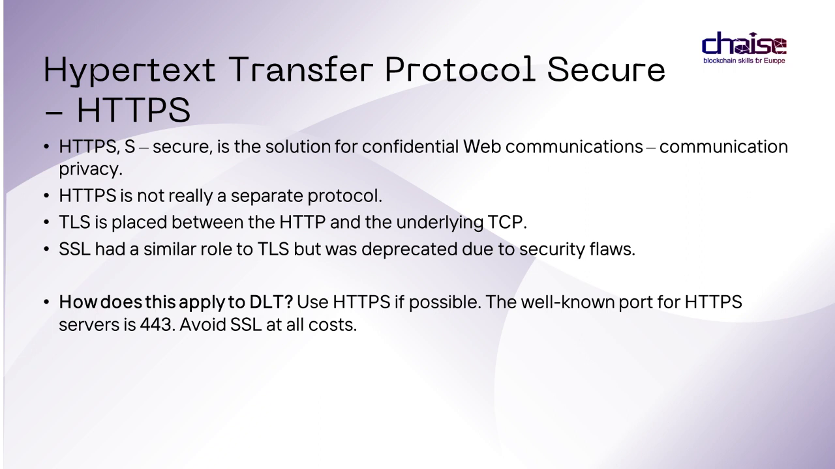How does this apply to DLT? If possible, use HTTPS in decentralized applications. Bear in mind that the HTTPS servers listen on different transport ports than HTTP. The well-known port for HTTPS is 443. If you replace HTTP with HTTPS in an application, ensure that the network security settings do not limit access to it, for example, a company firewall.